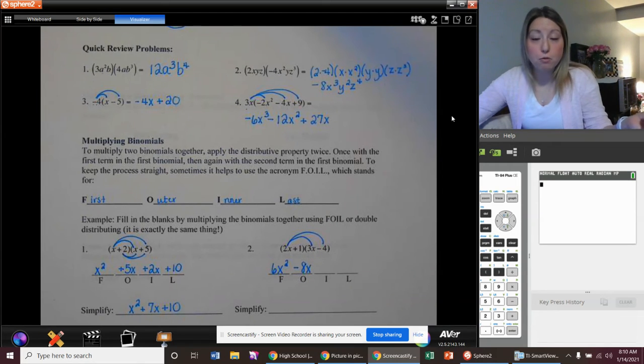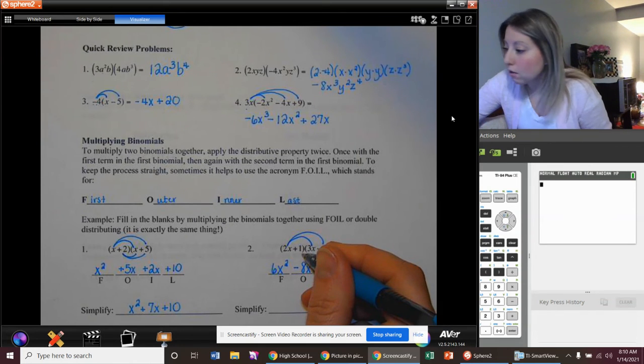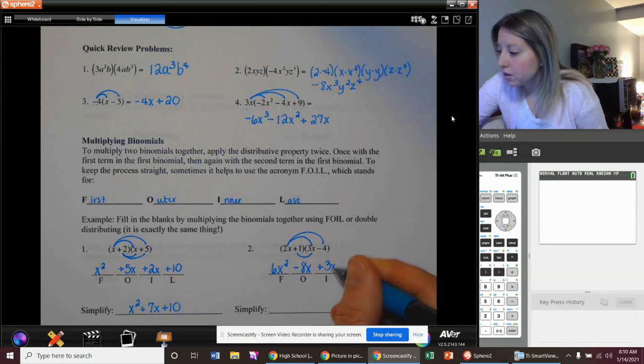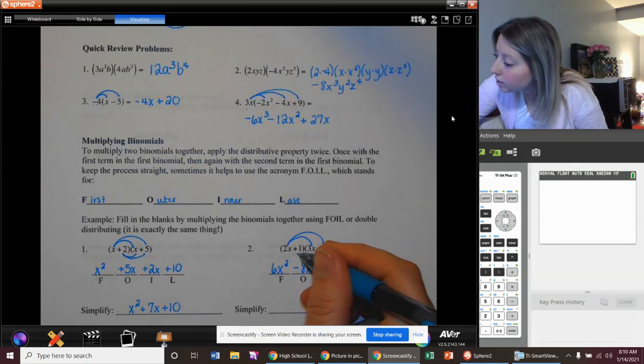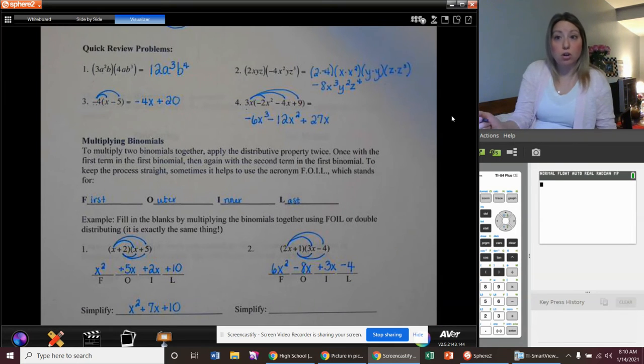So my 2x from the front binomial has been distributed. Now I've got to distribute this 1. Anything times 1 is itself. So 1 times 3x is a positive 3x here for the inner terms. And 1 times negative 4 is a negative 4 for the last term.